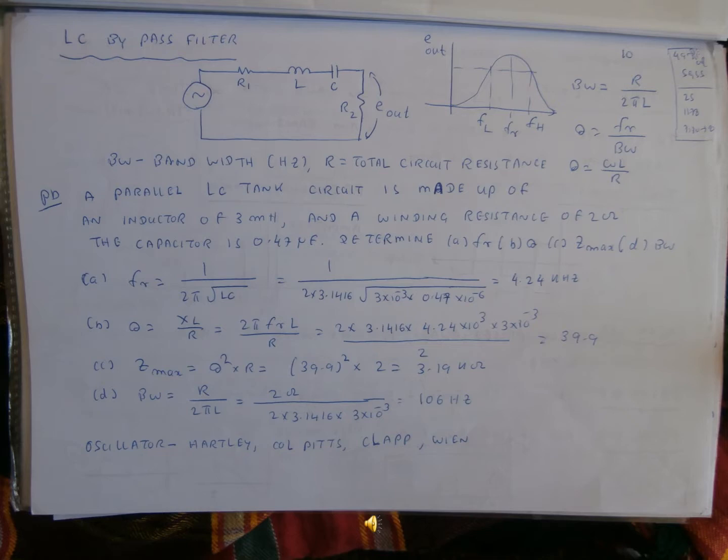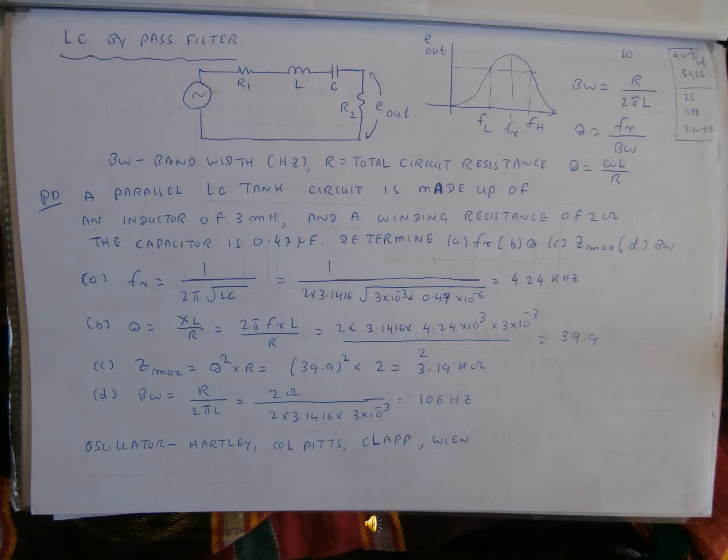Now the quality factor Q equals 2π fr L divided by R, so 2 multiplied by 3.1416 multiplied by 4.24 multiplied by 10 power 3 multiplied by 3 multiplied by 10 power minus 3 divided by 2, so 39.9. Now the impedance Z maximum equals Q squared multiplied by R, so 39.9 squared multiplied by 2, so 3.19 kilo ohm. The bandwidth equals R divided by 2πL, so 2 divided by 2 multiplied by 3.1416 multiplied by 3 multiplied by 10 power minus 3, so 106 hertz.